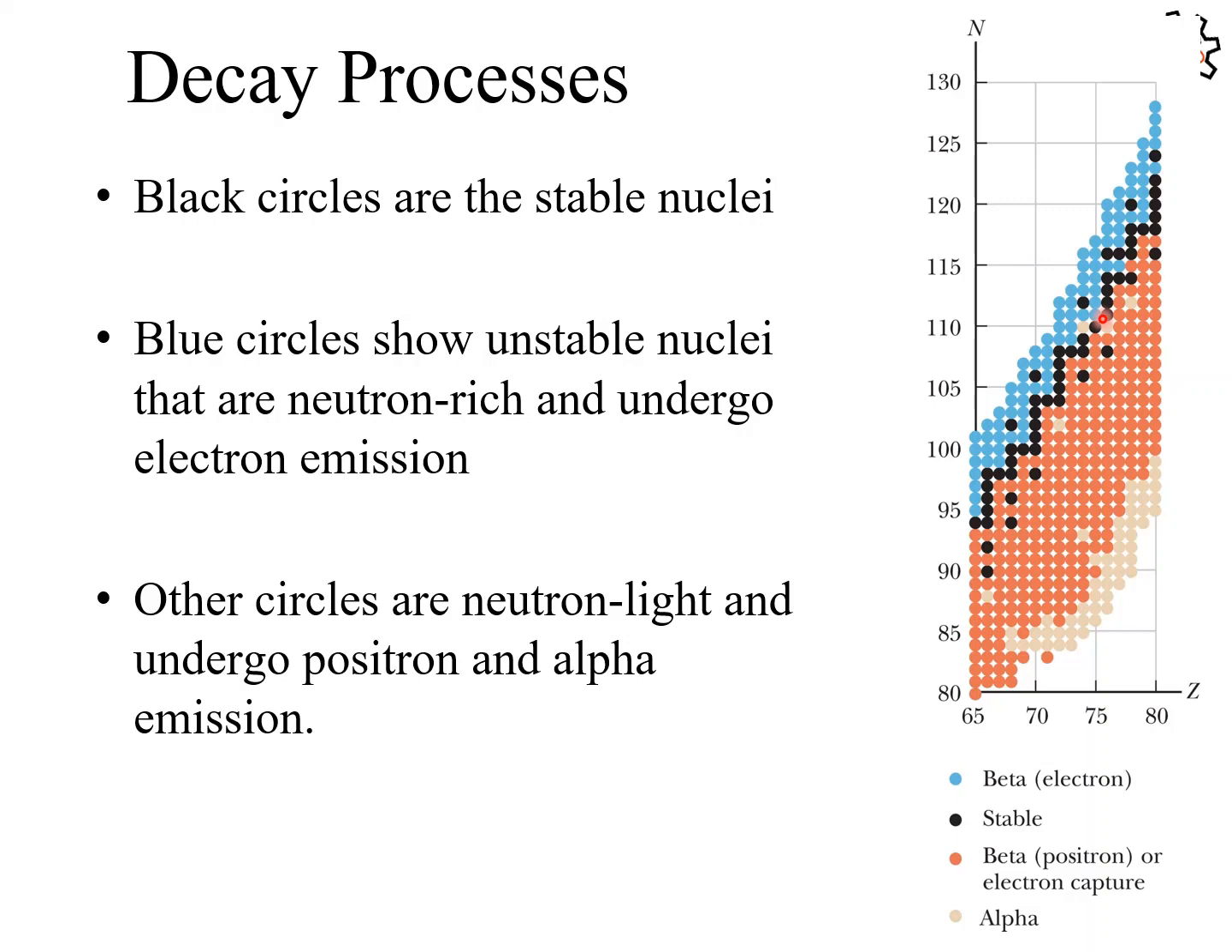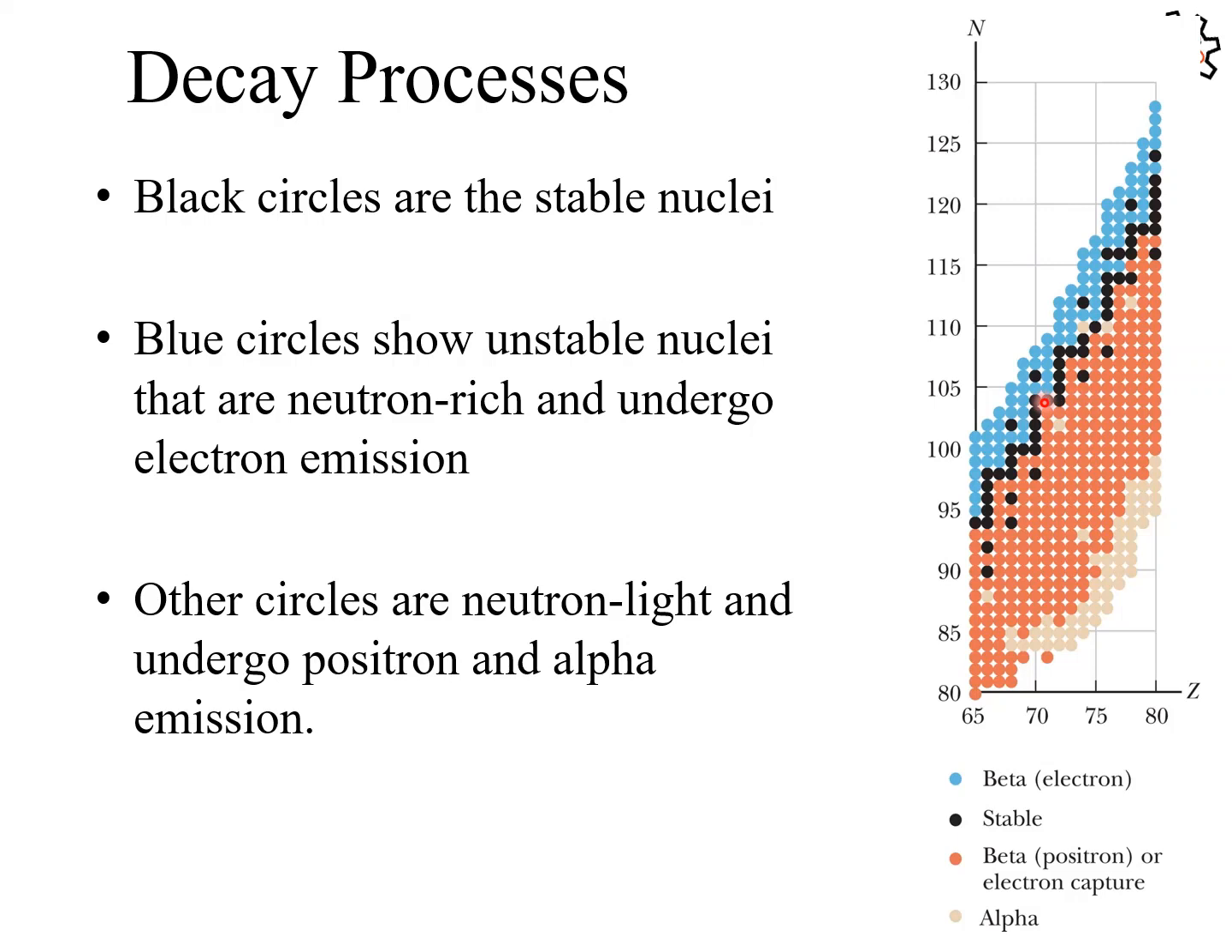The other circles we refer to as being neutron light. They're going to undergo positron emission, in which Z number decreases by 1. So if we take an example here of Z number decreasing by 1, it'll move those guys onto the black lines here. Again, we're going to look at that process shortly.